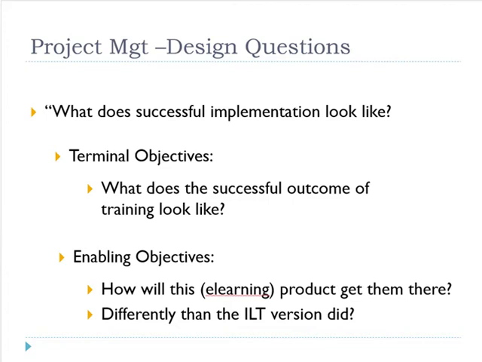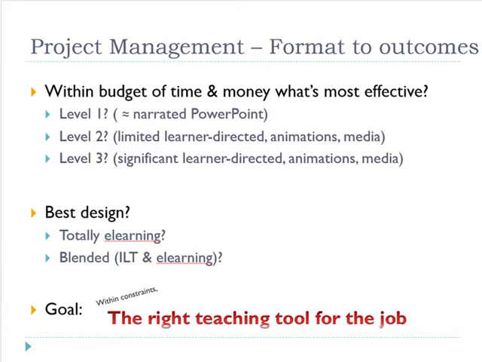Going into the design of the e-learning product that we're taking out of the instructor-led environment, let's look at our terminal objectives at all times: what does a successful outcome of this training look like? And then delve down a little into the analysis of the enabling objectives: okay, how are we going to get them to that point? Are we going to do this differently than the ILT world? Most likely. And so, how are we going to go about that? Within the budget and the time frame, what's the best format to outcomes?